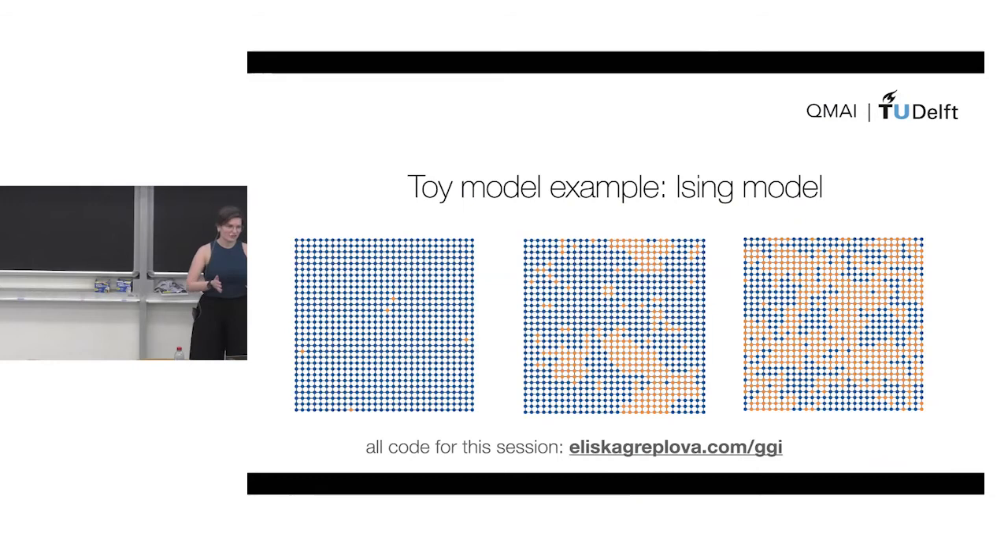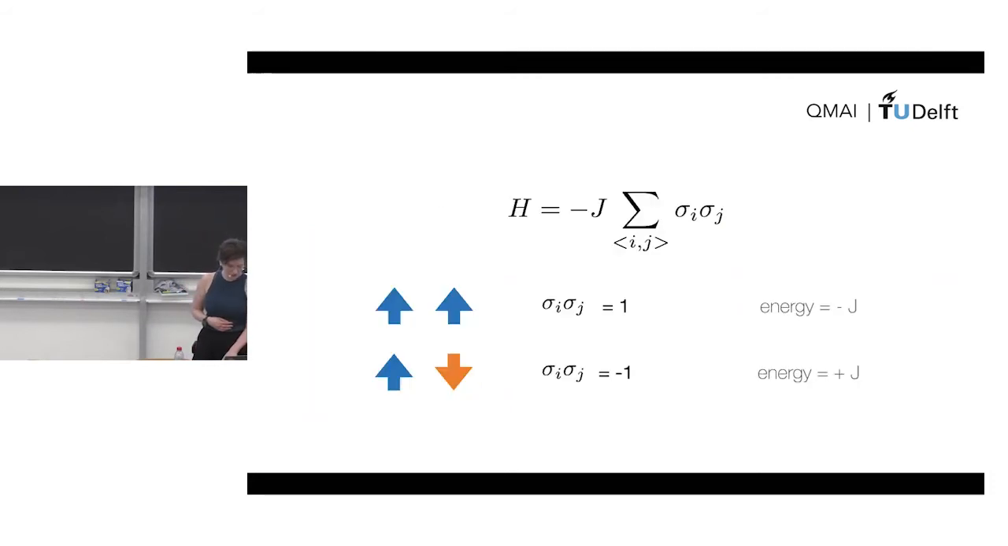For statistical and condensed matter physicists, our toy model example that we learn, and I guess everyone was a physics student at some point, so I think you probably saw an Ising model on a 2D lattice. Hands up. Who? Super, everyone. Yeah, so I also set up some code for the stuff that I'm going to talk about. So if you want to go to eliskagreplova.com/GGI, you can look at the notebooks, but it's not necessary to follow the lecture today.